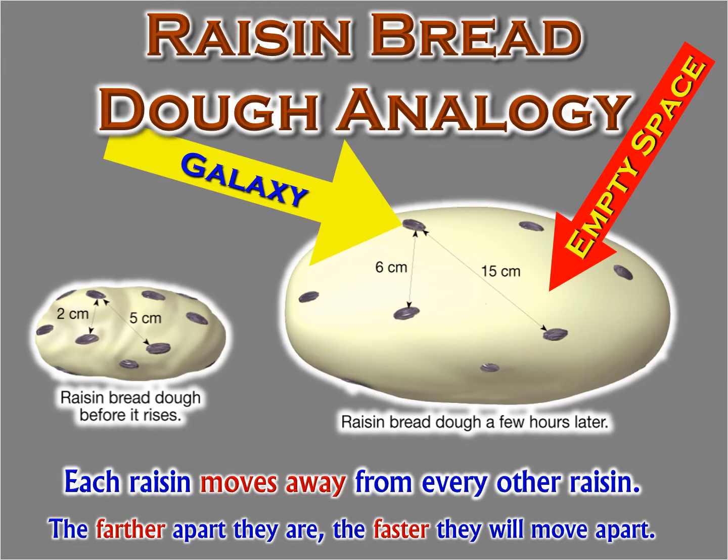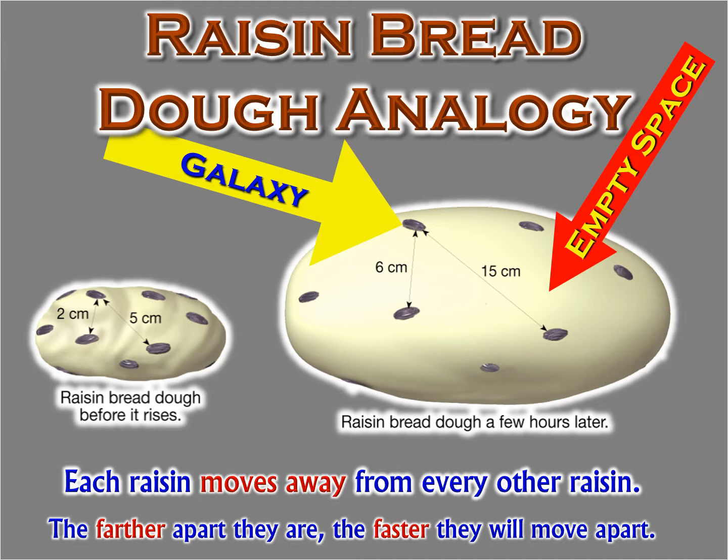So in the raisin bread dough analogy, obviously the raisins represent your typical galaxy, or you could say clusters of galaxies would make it even better. And then the dough itself would just be the emptiness of intergalactic space, empty space. So each raisin moves away from every other raisin in the dough. The farther apart they are, the faster they move apart. That's basically Edwin Hubble's law. The farther, the faster. The farther apart you are, the faster you move away.